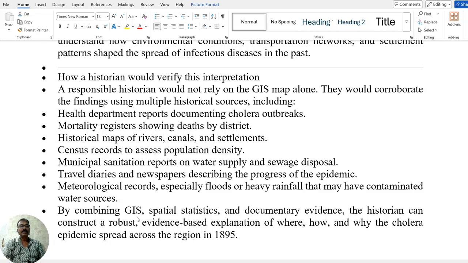By combining GIS, spatial statistics, and documentary evidence, the historian can construct a robust, evidence-based explanation of where, how, and why the cholera epidemic spread across the region in 1895.